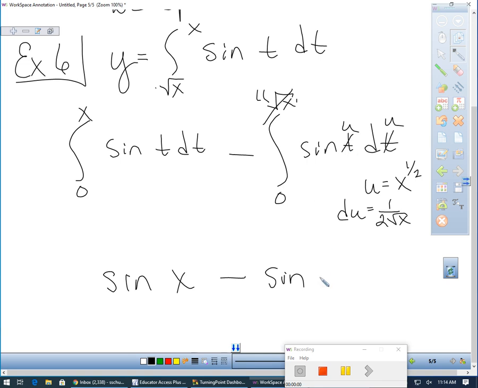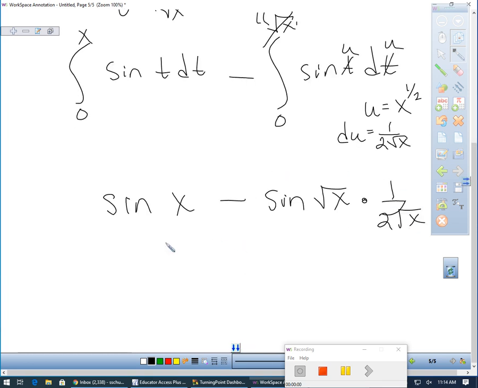Our u value is the square root of x. Our du value is times 1 over 2 square root x. So technically, you should move that to the front. So we'll have sine x minus 1 over 2 square root x sine square root x. It's pretty much the same thing. It's just if it's two bounds, you've got to split it.